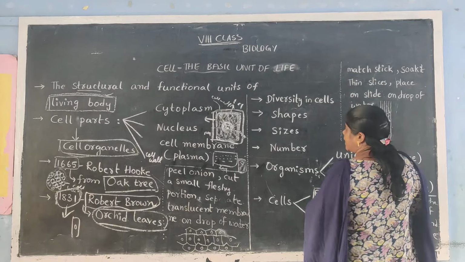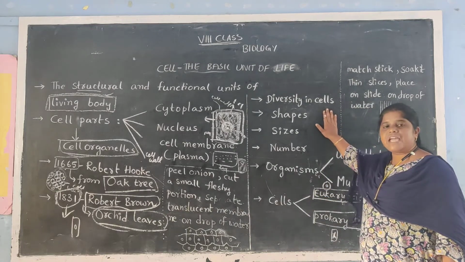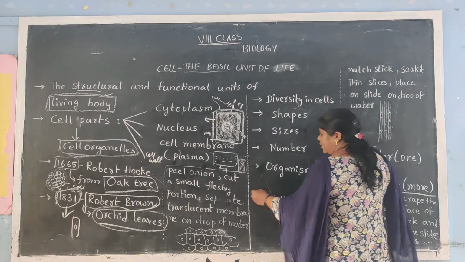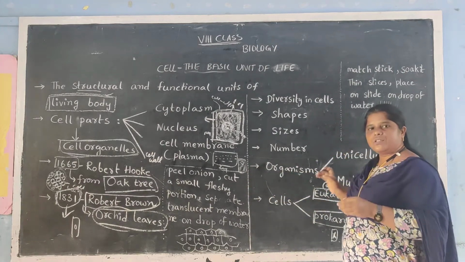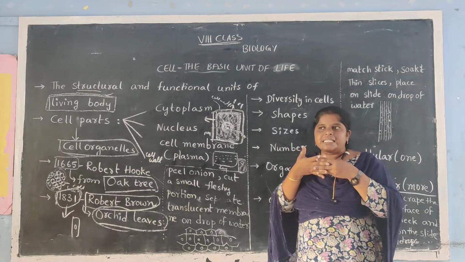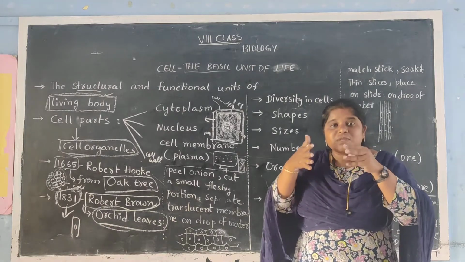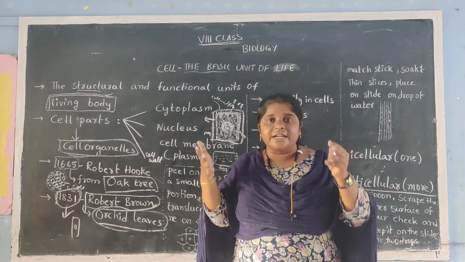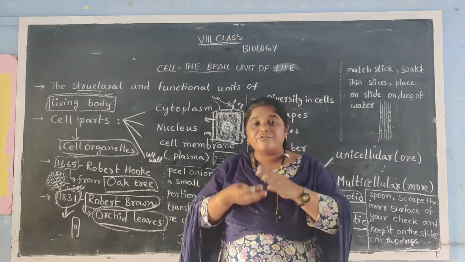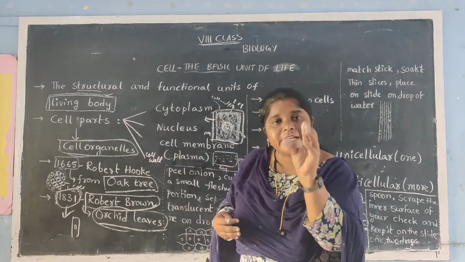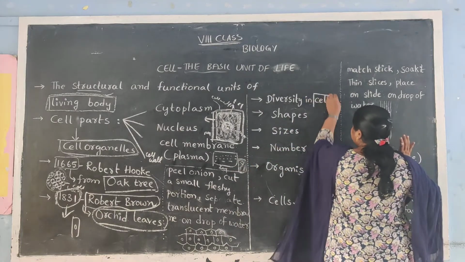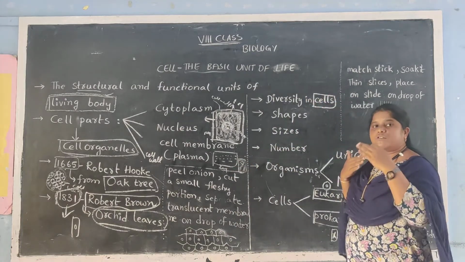Okay. Now if you take diversity in cells. Diversity means there's a lot of difference. So you might have learned in your lower classes about unity in diversity. Unity means standing together. Diversity means beyond caste, color, creed and country. Like that, different varieties are termed as diversity. Like that, if you see cells, there will be diversity in cells, which means there are different types of cells.